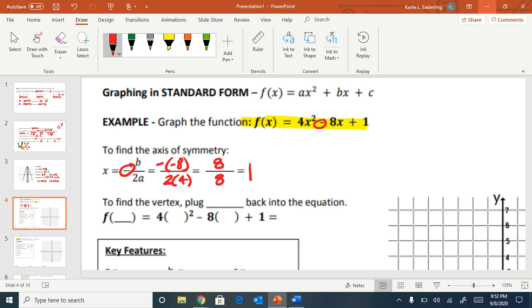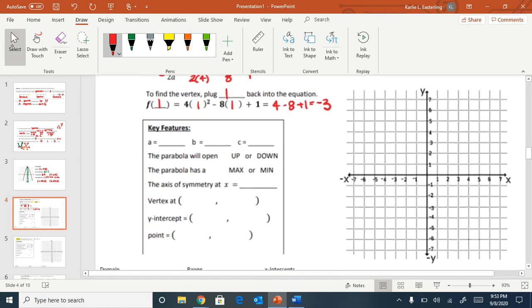To find the rest of our vertex, we're going to plug that 1 value back into the equation, because that's what our x is equal to at our vertex. So we'll have f of 1 equals 4 times 1 squared minus 8 times 1 plus 1. 1 squared is 1, so we'll have 4 minus 8 plus 1. 4 minus 8 is negative 4, plus 1 gives us negative 3.